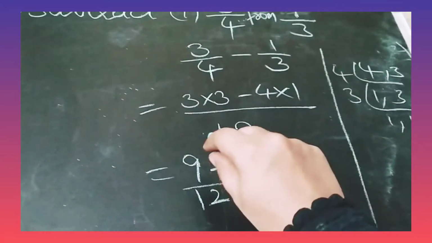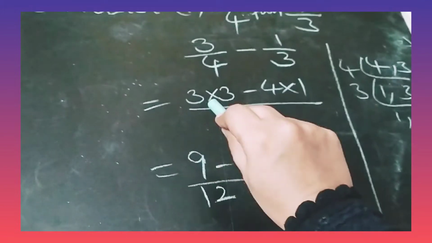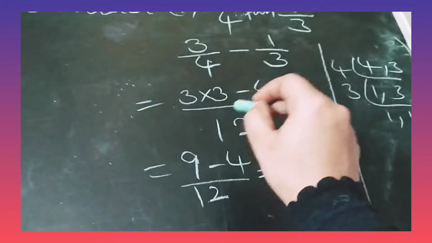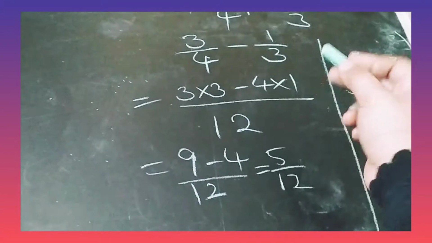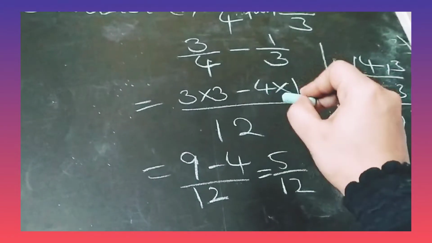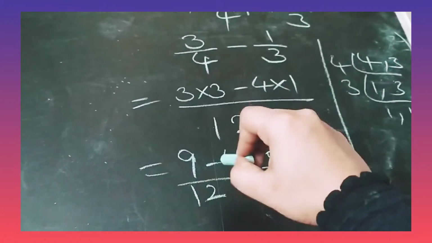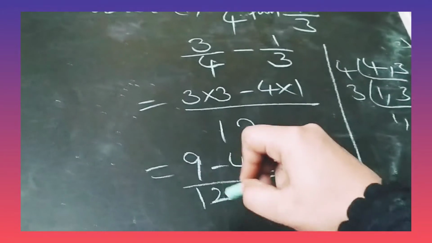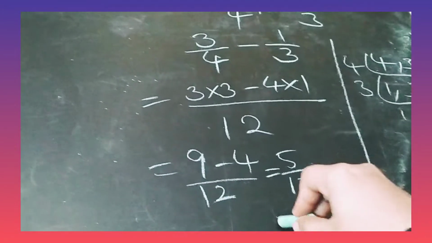Again, how many times does 12 go in the 4 table? It goes 3 times. 3 into this numerator you have to write here, minus, again how many times does 12 go in the 3 table? It goes 4 times. 3 4s are 12. 4 into this numerator you have to write here, 3 3s are 9 minus 4 1s are 4 by 12. 9 minus 4 is 5. The answer is 5 by 12.